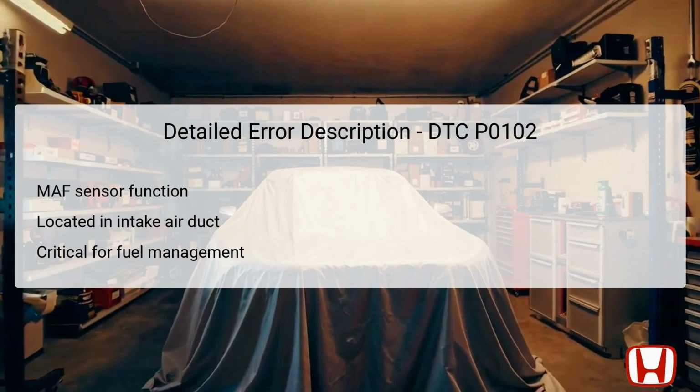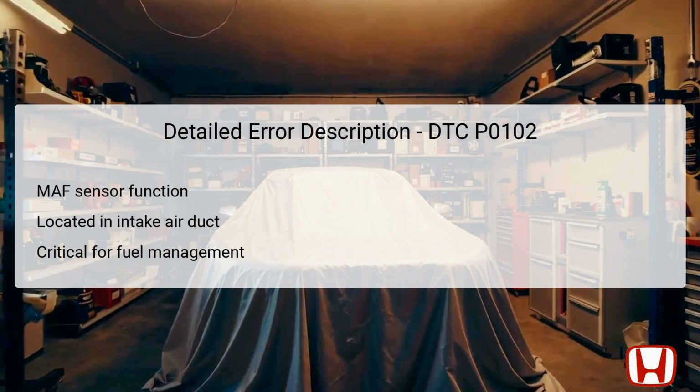The mass airflow MAF sensor plays a pivotal role in the engine's fuel management system by measuring the volume of air entering the engine. This measurement allows the engine control module, ECM, to adjust the fuel injection accordingly, aiming for optimal combustion and performance. The MAF sensor is typically located in the intake air duct between the air filter and the throttle body, making it vulnerable to contamination and wiring issues.